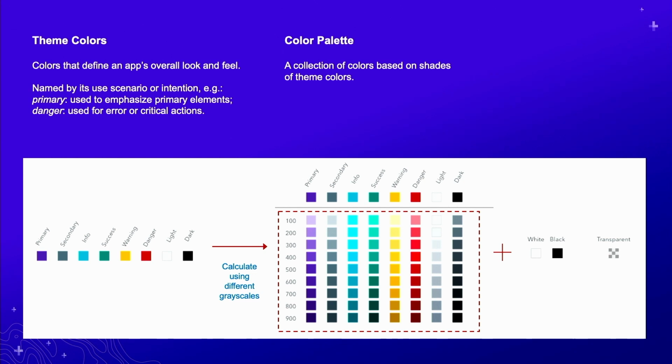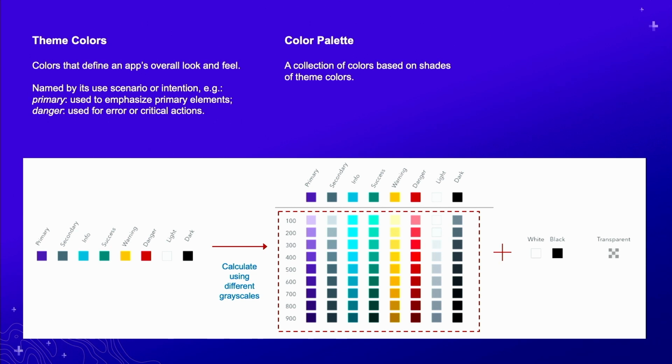Then the light colors are mostly used to show the background or the borders of the layout elements, such as the containers and the separators. And then we have the dark colors. They are mostly used by the text elements.